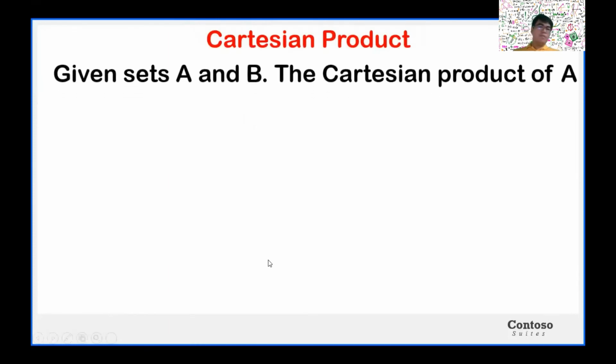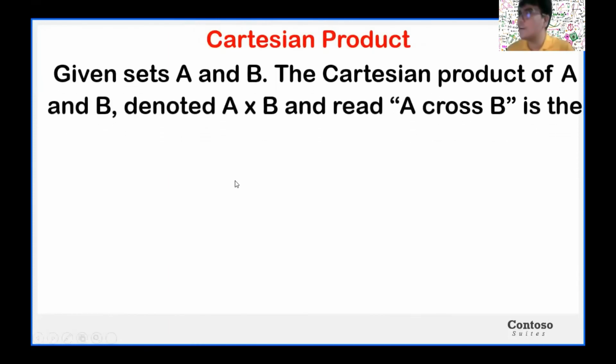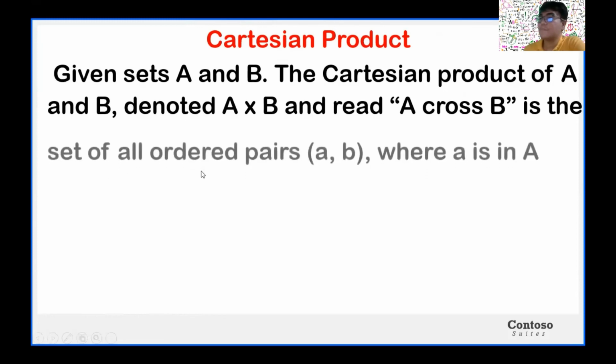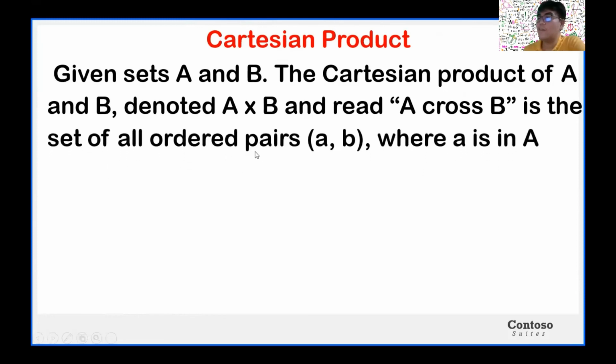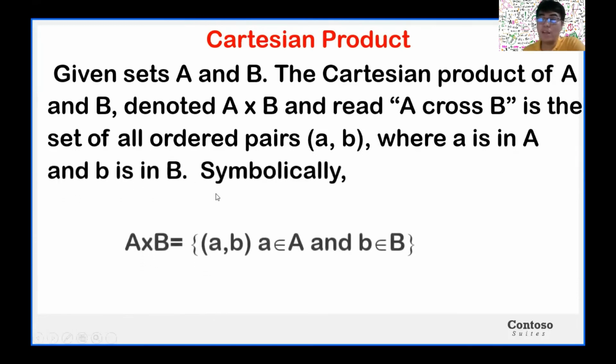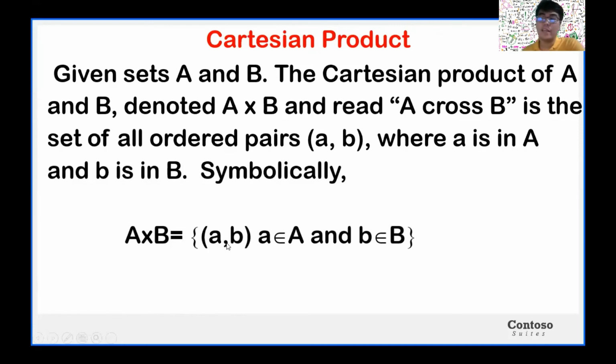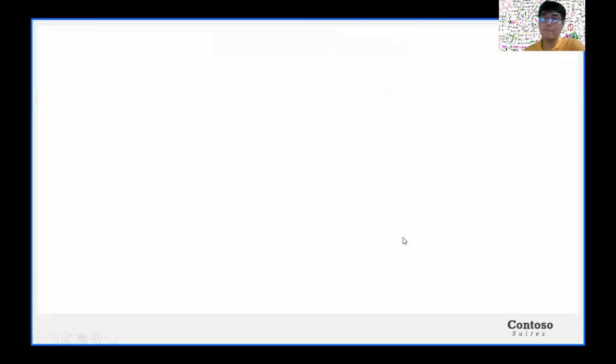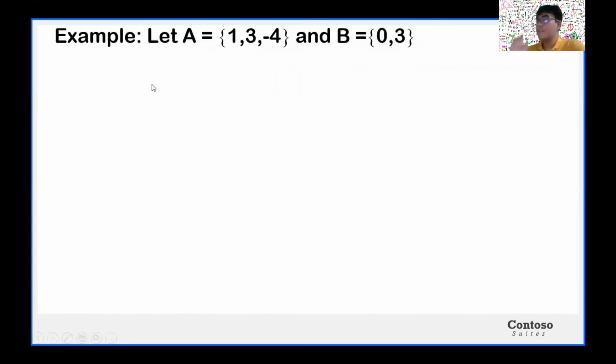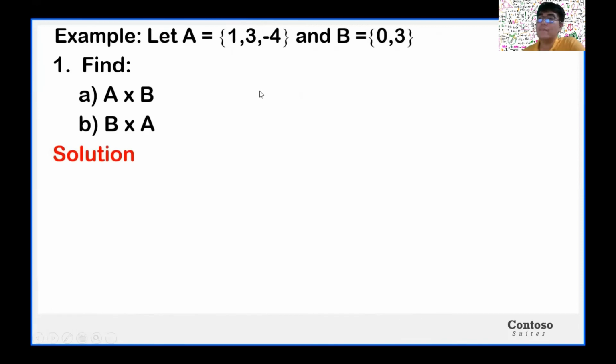So let's talk about Cartesian products. Given sets A and B, the Cartesian product of A and B is denoted as A cross B. It is a set of all ordered pairs (a, b) wherein a is in A and b is in B. Symbolically, A cross B is equal to the set of ordered pairs (a, b) such that a is an element of A and b is an element of B. Example. Let A be equal to {1, 3, -4}, and B equal to {0, 3}. Find A cross B and B cross A.